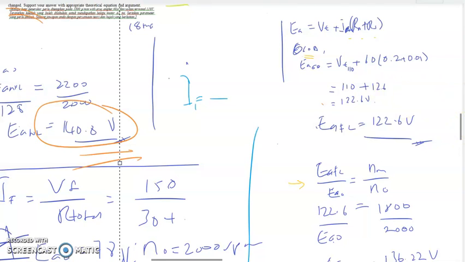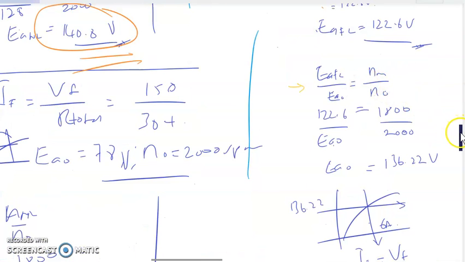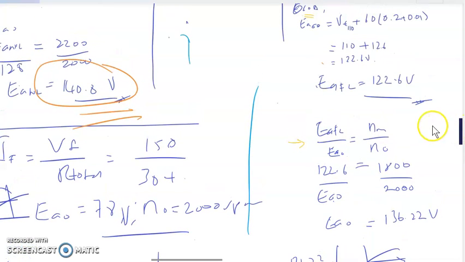So what we do here is use the 122.6 that we calculated just now. EA full load divided by EA naught equals the speed at this full load divided by base speed. The base speed per the graph that we have been provided is 2000 RPM. So we find EA naught comes out to 136.22 volt.